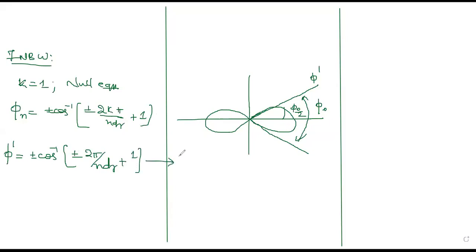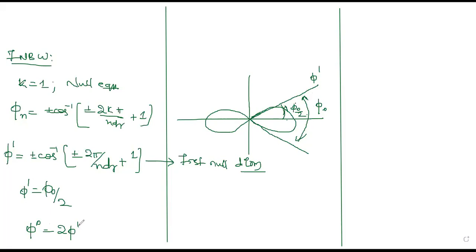So this is nothing but the first null direction, where you substitute k is equal to 1. Now, in order to find the first null direction, from the figure you know that phi dash, which we have taken here, is nothing but phi naught by 2. So we write the equation: phi dash is equal to phi naught by 2, or phi naught is equal to 2 times phi dash.